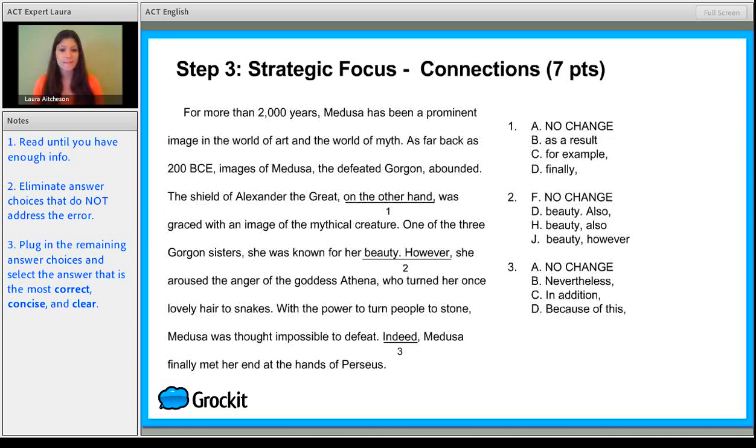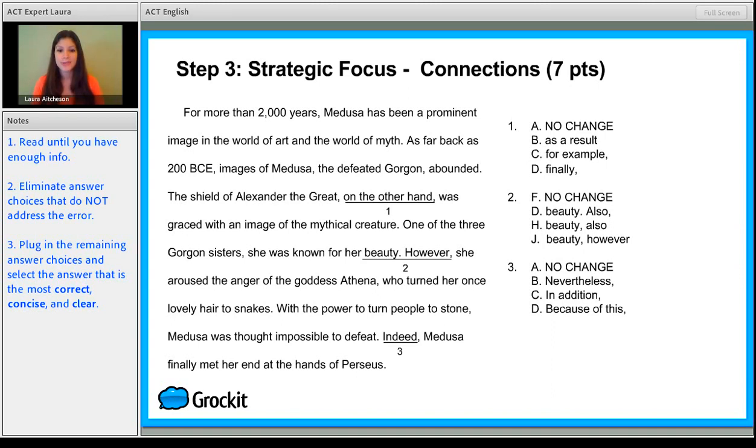So the first sentence here, and actually both sentences that start off this paragraph, there's no underlines. So should you just read "The Shield of Alexander the Great, on the other hand," just start off with the third sentence? Please don't do that. You're going to wind up missing a point right off the bat. So here, you're going to read that first sentence, the second sentence, and the third sentence. So go ahead and pause the video to read those 3 sentences, and only those 3 sentences.